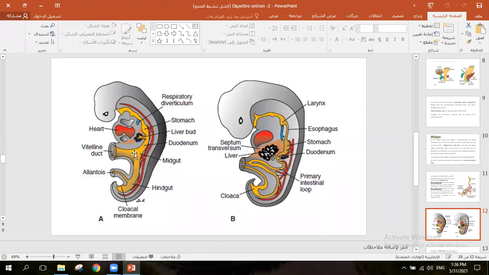True. Yes, very good. Midgut begins immediately distal to the entrance of the bile duct into the duodenum and reaches to the junction of the proximal two-thirds of the transverse colon with the distal third of the colon.